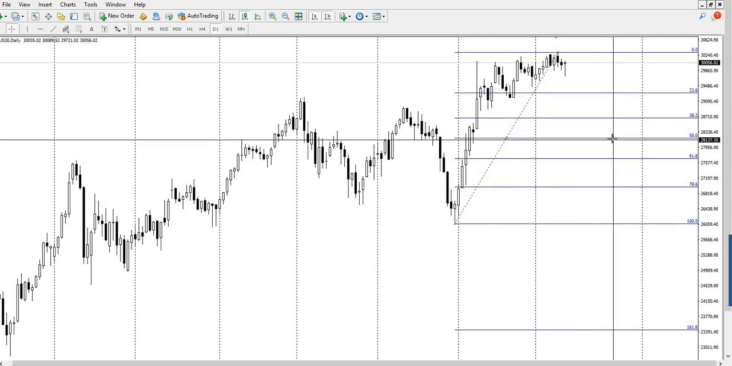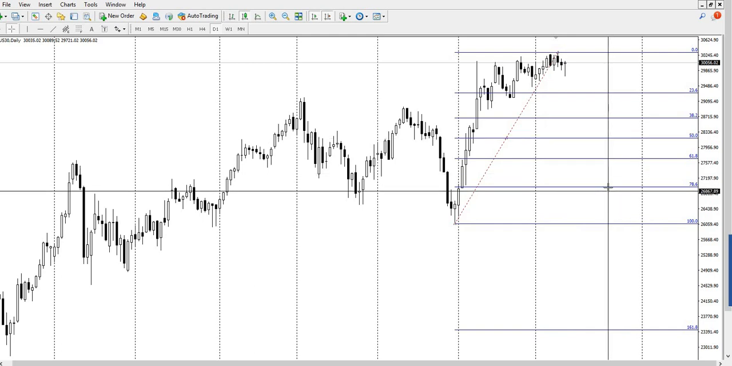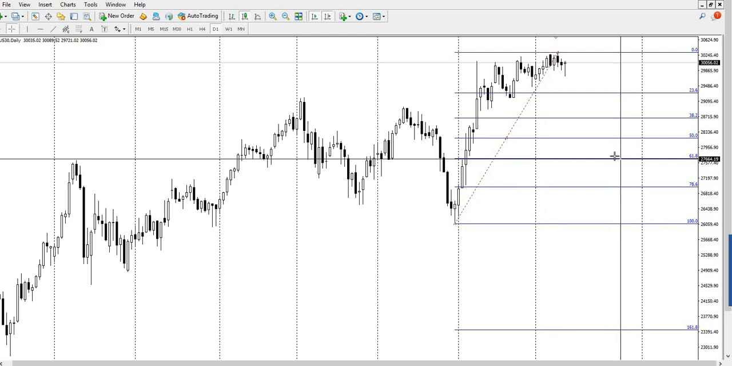Another common level is 50% and also 78.6. But I particularly look for setups around the 61.8. Put my buy stop or my sell stop. If I'm in an uptrend, I'm looking for buy stops. If I'm in a downtrend, I'm looking for sell stops.